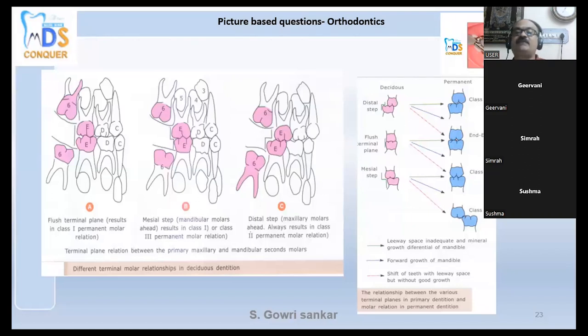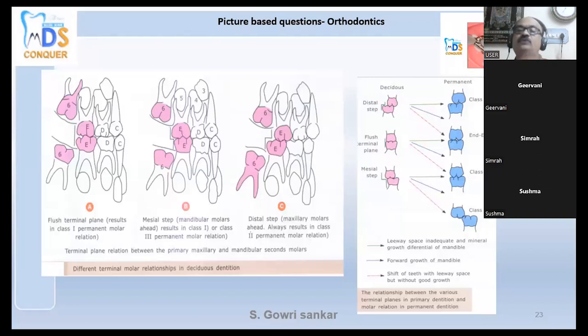Due to the utilization of leeway space, the flush terminal plane also lands up in a class one relationship. The flush terminal plane initially lands in an end-to-end relationship, then it may land in a class one relationship based upon your leeway space, the amount of forward growth of the mandible, and the difference in the size of the tooth. And the deciduous distal step always gives rise to a class two relationship. That is a sign of an impending class two skeletal relationship.